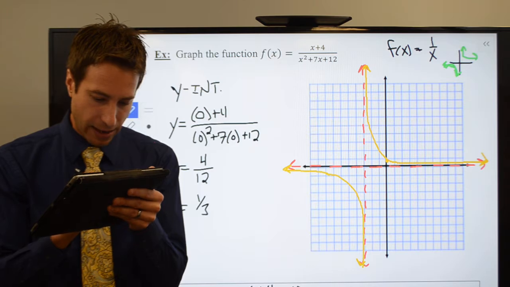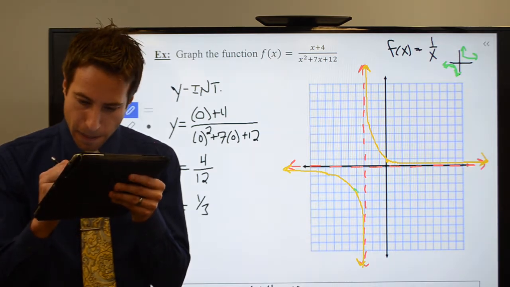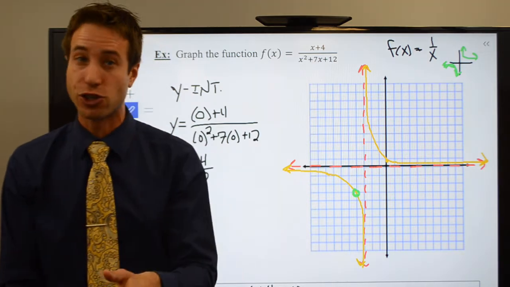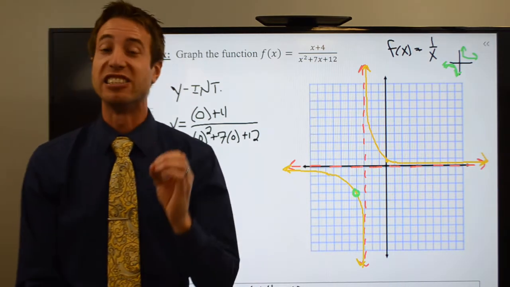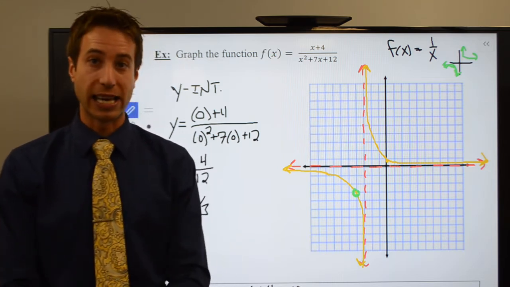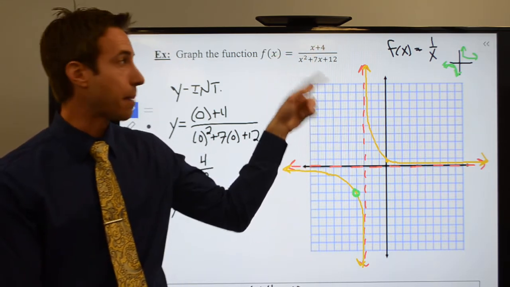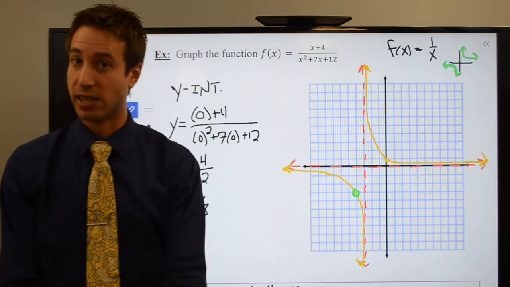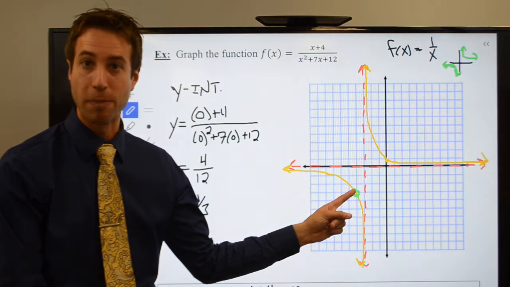I'll put it right there. There's that hole in the graph, right? And what that means is that this rational function does not exist at x equals -4. You plug in a -4, you get a 0 on the top. Plug in a -4, you get a 0 on the bottom. That is the indeterminate form. The function does not exist, and on a graph, that'll show up as a hole.